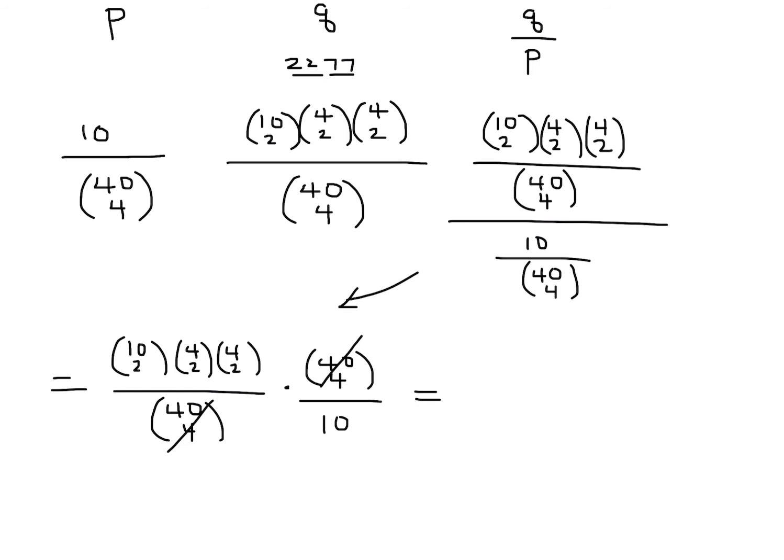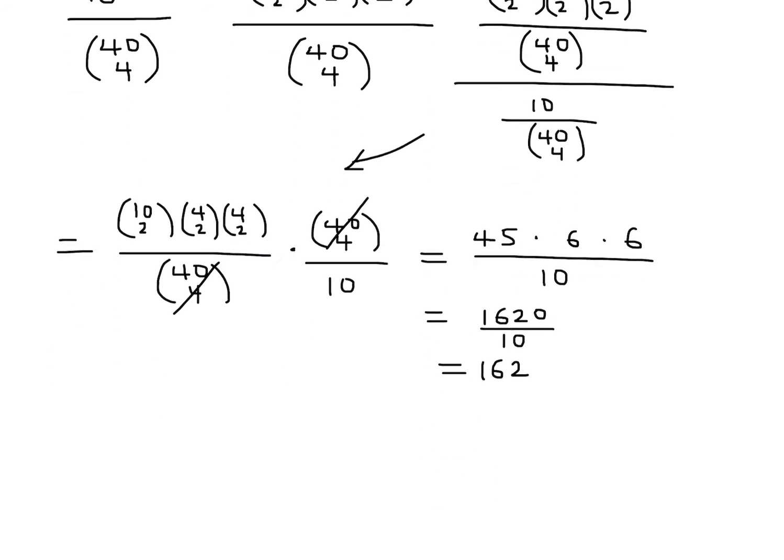Now let's figure out 10 choose 2, that's 45. 4 choose 2 is 6. 4 choose 2 is 6. And 10. So this gives me 1620 over 10, and that is equal to 162.